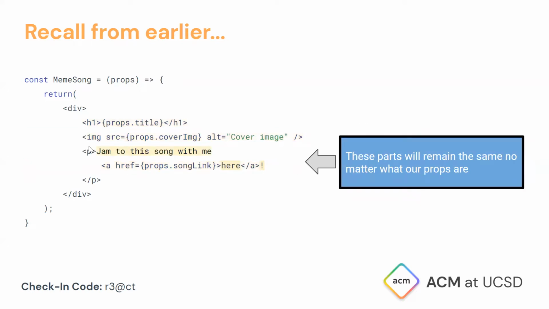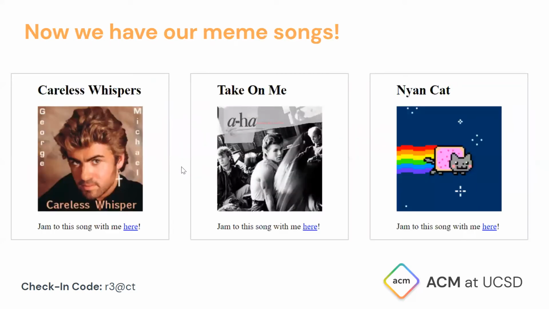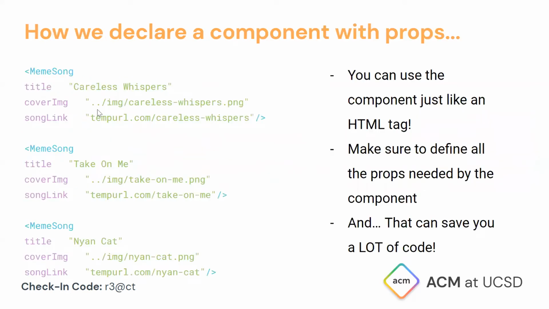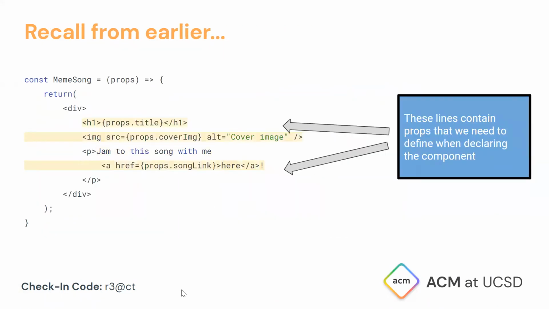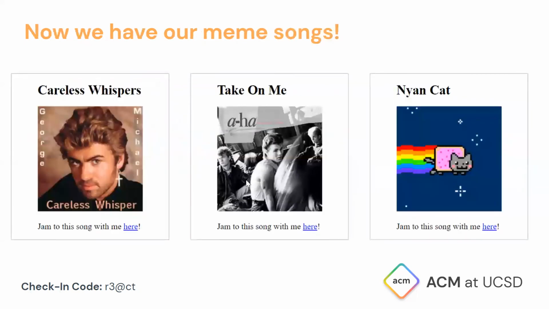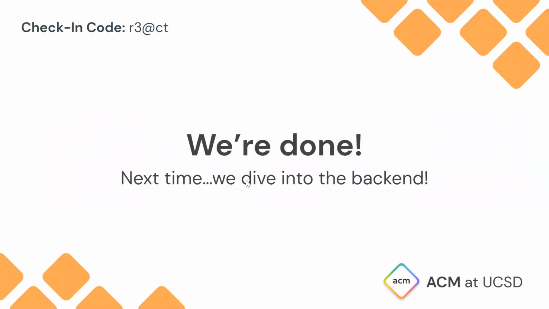Okay, so over here, this is always going to be there because you're just printing that text. You're not using props on this. So this is what you get. Over here you have Careless Whispers, then the cover image for that and the song link. The props of title gives you this title, then you get the cover image. And this is consistent: the "Jam to the song with me" stays for all three of them. And lastly, you have the link that has the props, the song link. And that's actually it for today.